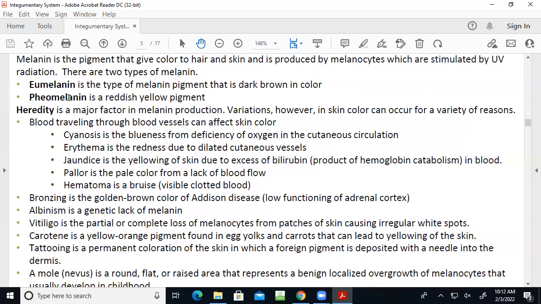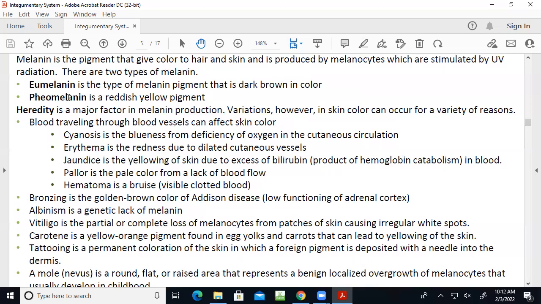Blood traveling through your blood vessels that are in your skin can affect your skin color. Now, people that are more dark complected, you won't see these conditions quite as much, but in people that are very fair skinned, you can see these changes tremendously. First condition, called cyanosis, is the blueness that occurs from a deficiency of oxygen in the cutaneous circulation. Typically is not a good thing at all. If somebody's deficient in oxygen in their blood, that's a very dangerous situation. I'll show you a couple of pictures here in the next couple of slides of these different things.